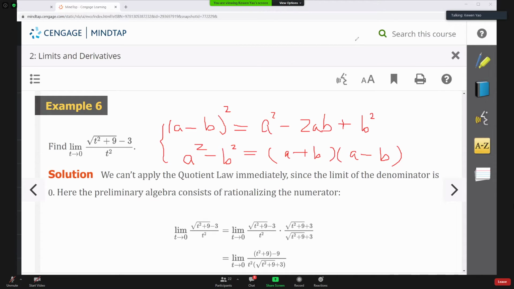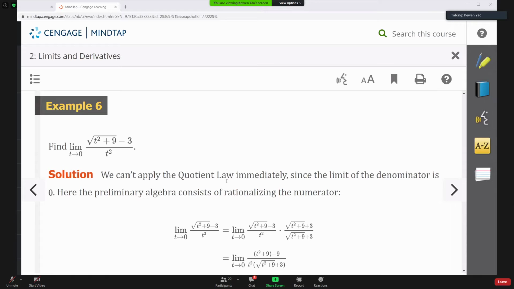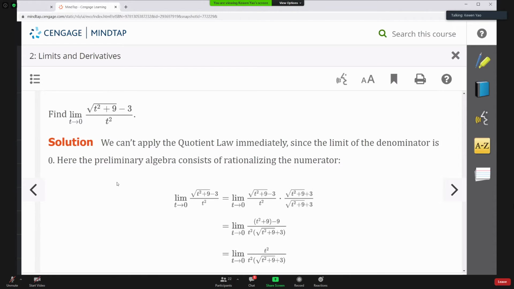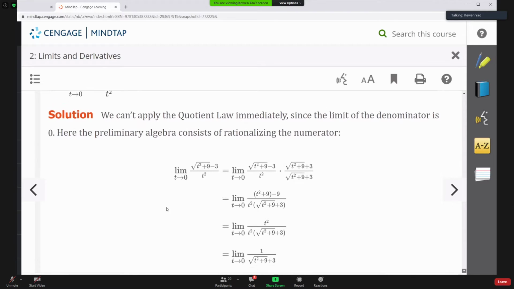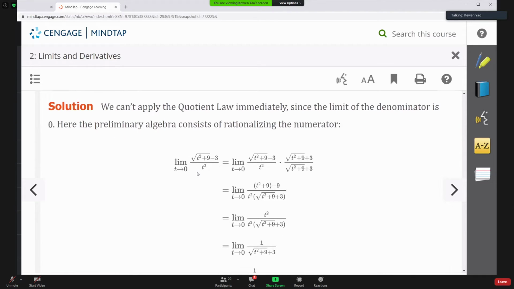Now let's do this problem. Let's find the limit for this. The numerator is the square root of t squared plus 9, minus 3, and the denominator is just t squared.